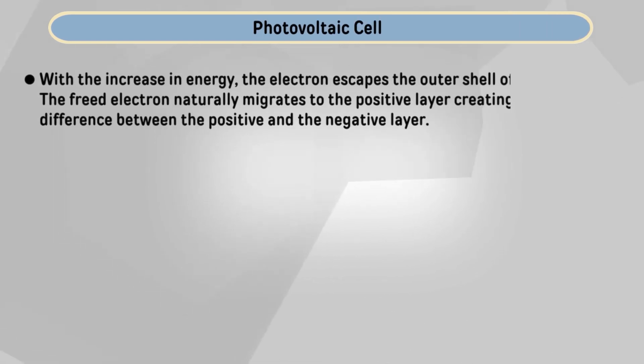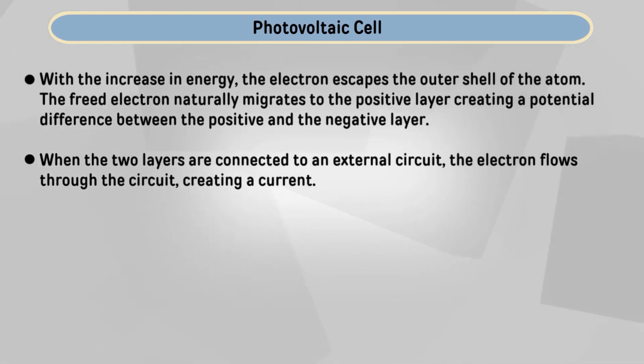With the increase in energy, the electron escapes the outer shell of the atom, and the free electrons naturally migrate to the positive layer coating, creating a potential difference between the positive and the negative layers. So, one potential difference is created due to the transfer of electrons from the negative layer to the positive layer. When the two layers are connected to an external circuit, the electrons flow through the circuit, and this creates current.